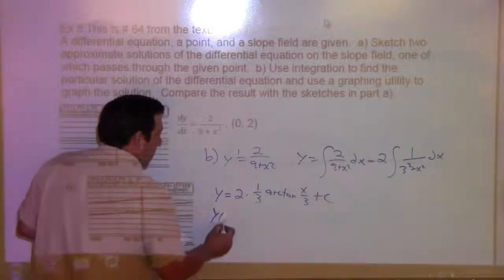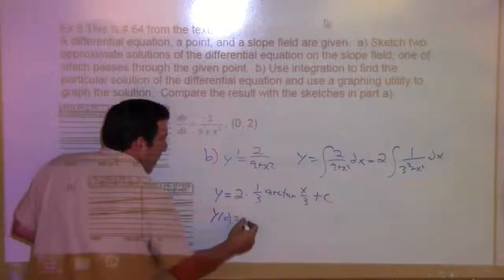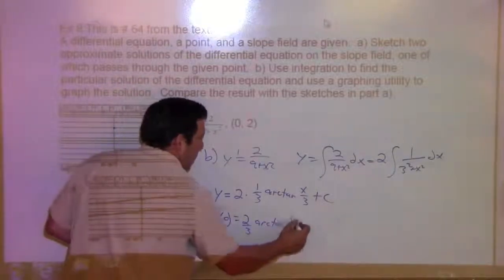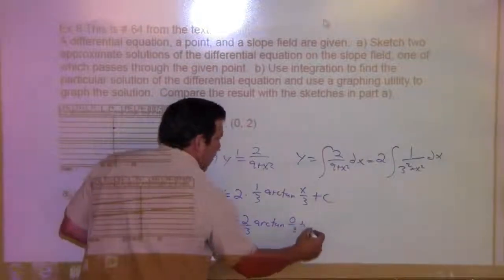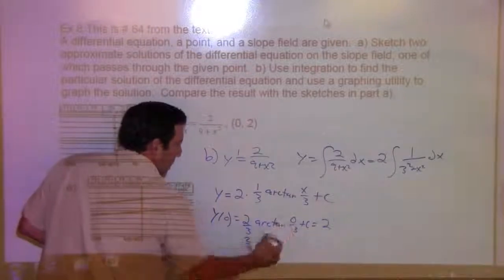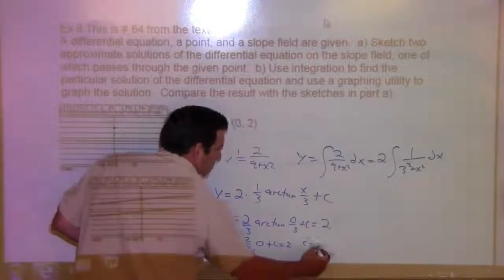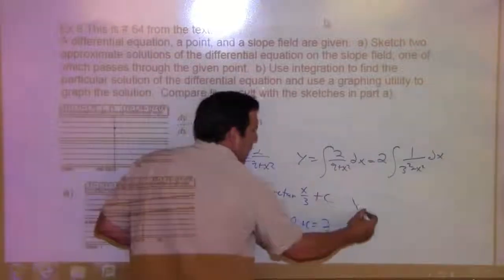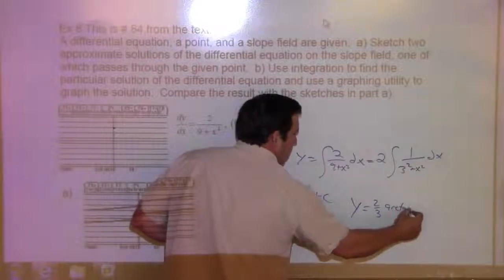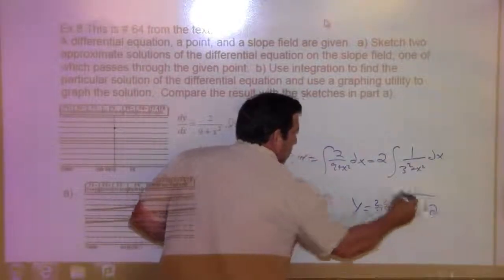Now, y of 0, if I plug in 0 for x, I'm going to get 2 for y, is 2/3 arctangent of 0/3 plus c, and that is 2. So 2/3 arctangent of 0 is 0, plus c is 2, so c equals 2. And our particular solution, y equals 2/3 arctangent of x over 3 plus 2.